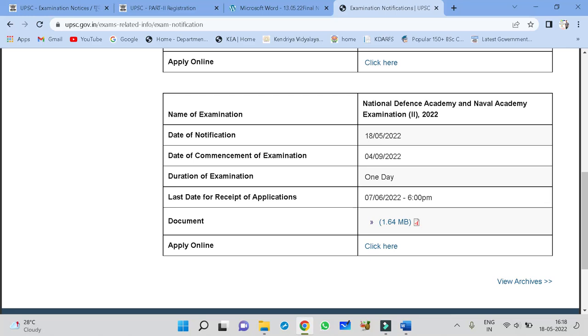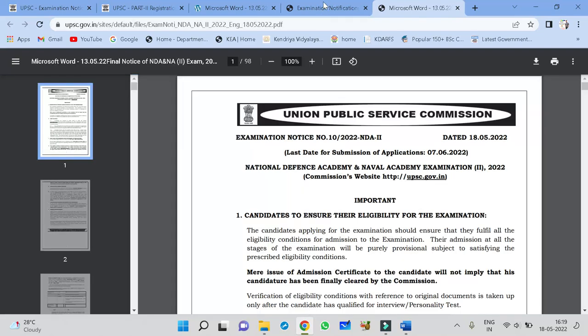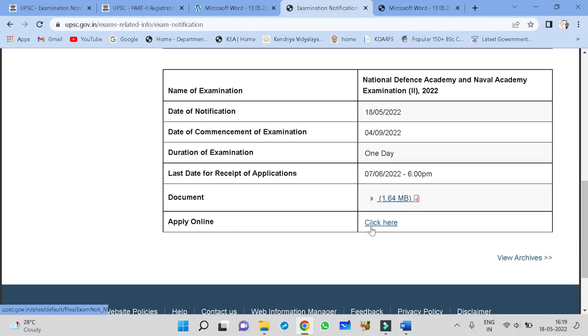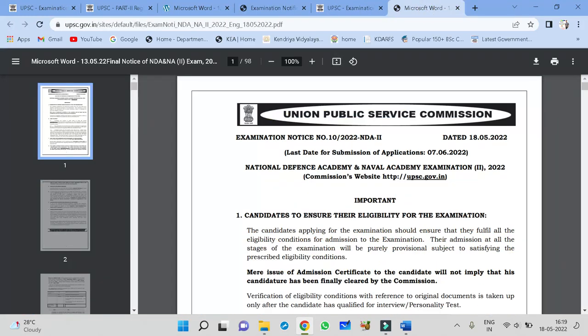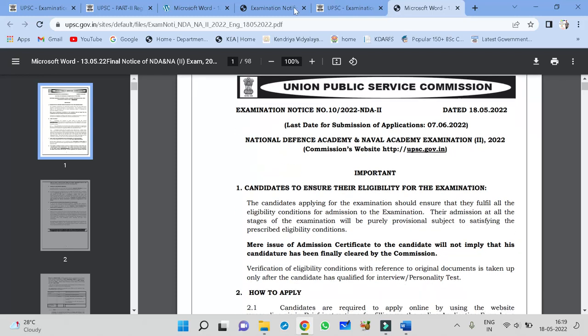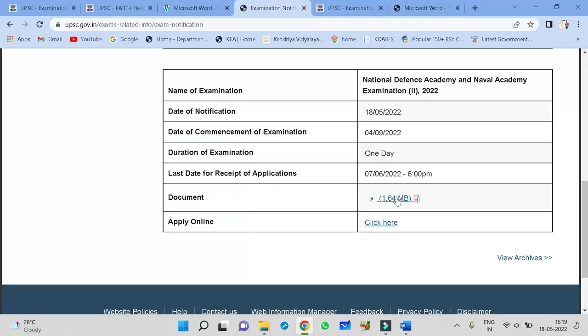The last date for receipt of applications is 7/6, which means June 7 by 6 p.m. You have to apply and download the application. About documents, you have to click this PDF, and it will generate and you will get to know. And there is apply online; if you click here, you will get the notification to apply. Let me show. If I open this, this is the PDF that you will get if you click here.